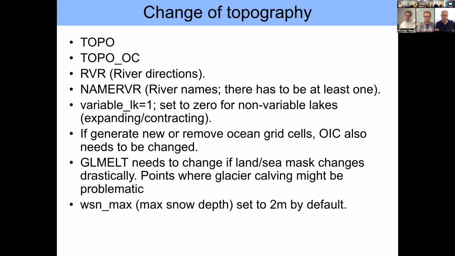Maybe the easiest way, when you modify initial conditions files and create new cells which didn't exist in the previous configuration, is to copy data from existing cells, basically duplicating it. But it may not work that well for the ocean because you also have to specify fluxes. So you should be careful extending the ocean.